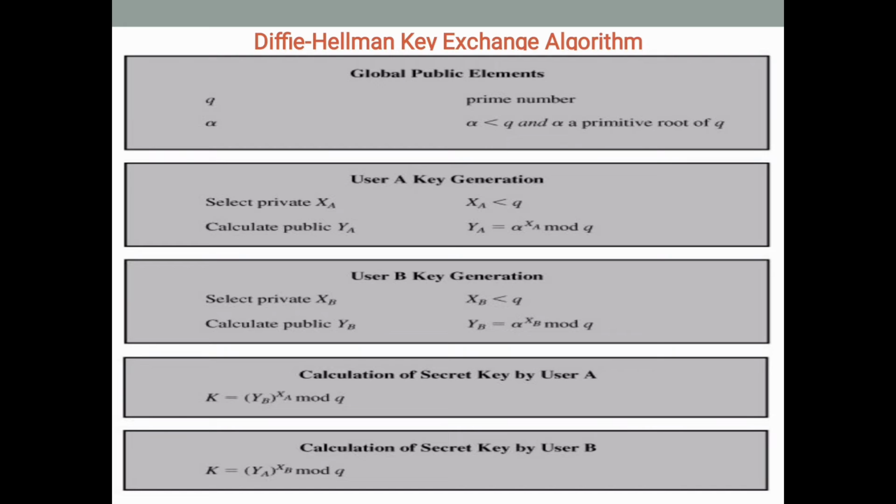Here YA is the public key of user A, and XB is the private key of user B. So here they will get the same key. K is same for both user A and user B. Here what happened is they are exchanging the key secretly. No one knows the K value other than user A and B.